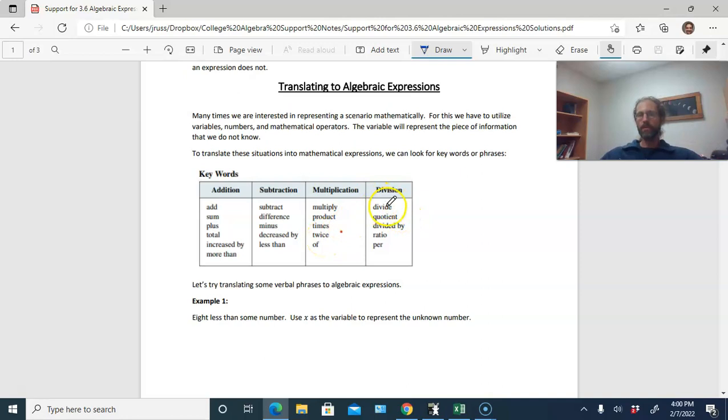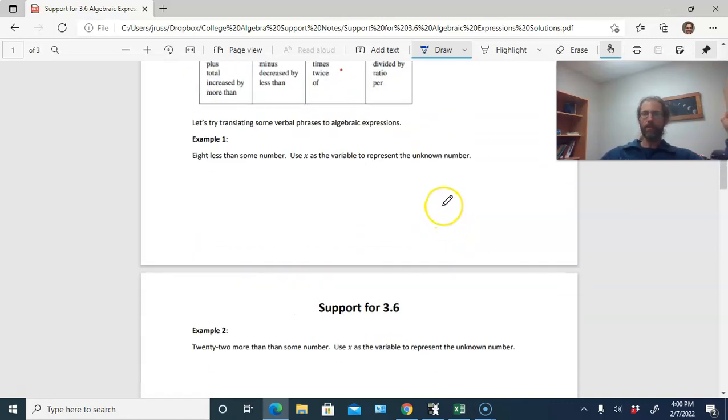And then for division, we've got divide, quotient, divided by, ratio, and then per. So when you say miles per hour, that's actually the number of miles, or the distance, divided by the time in hours. Okay, so that's a rate. So let's try example 1 here.